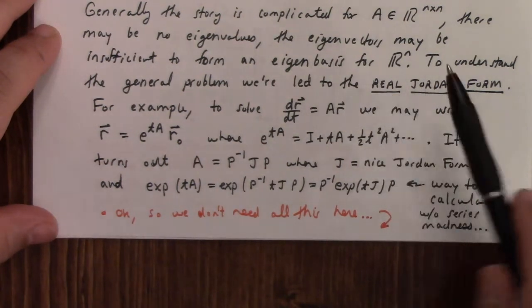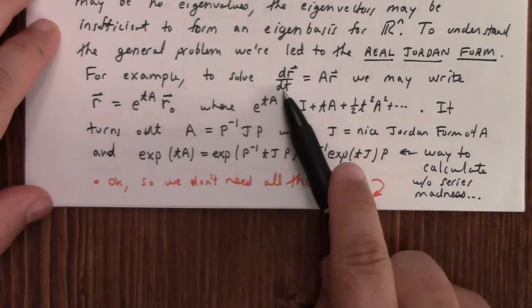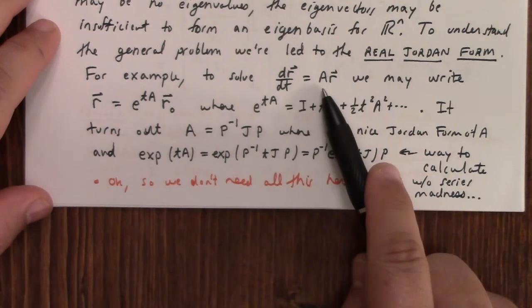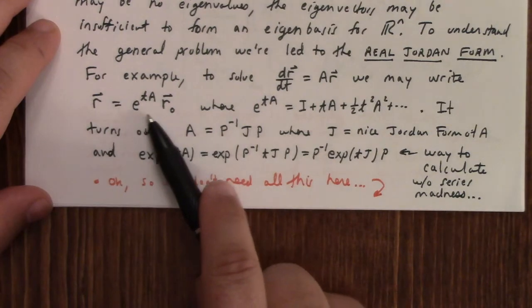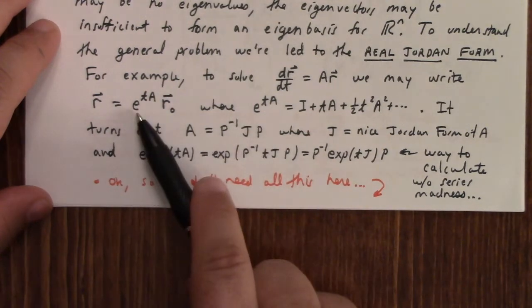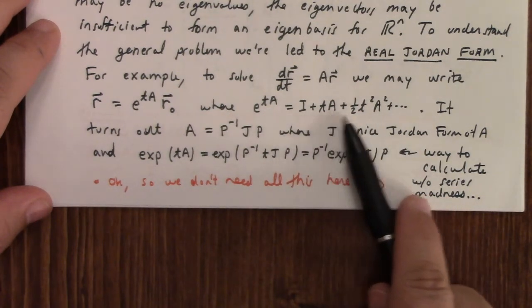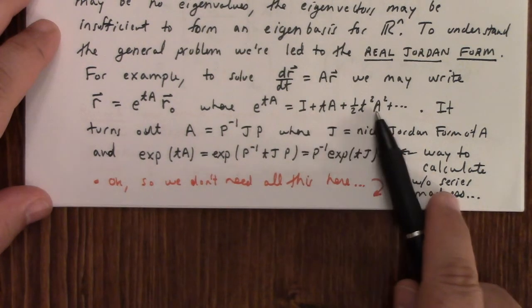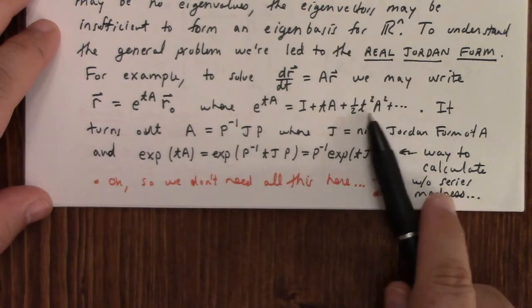Just to give you a flavor for why that's important, if you were to solve this system of differential equations, dR/dt equal to AR, you can solve that by writing R of t as e to the tA times R naught, where e to the tA is the so-called matrix exponential, which is defined in terms of the power series, like so. Power series of matrices. You can prove that this series of matrices converges for any matrix because you can show that the matrix norm of the sequence of partial sums is in fact a Cauchy sequence, and as such converges because it's real.